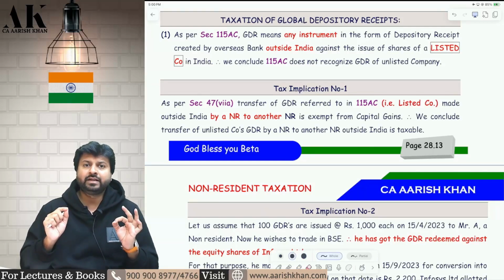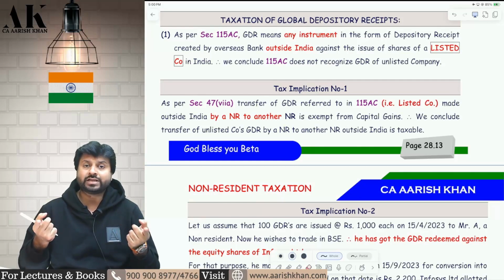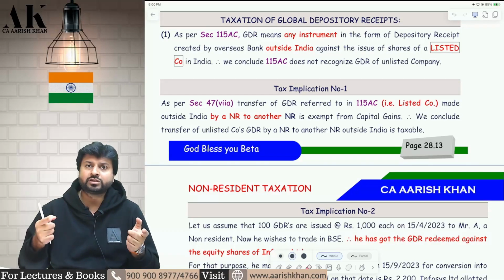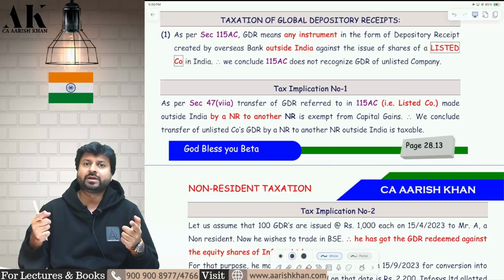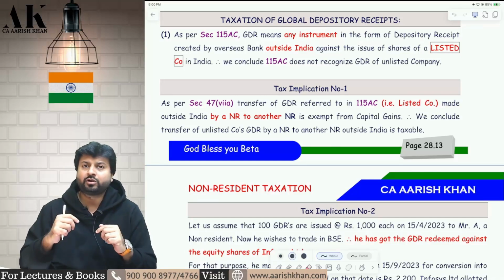Suppose there is a company in India called Infosys. Now suppose Infosys wants to raise money from outside India, then it has to issue GDR in a foreign country, with the help of a local bank in that foreign country. Suppose Infosys wants to raise money from London, that is, from the UK, then it has to get into an arrangement with a UK local bank which will work like a depository, and that UK local bank will raise money for Infosys in the foreign country, and that money will be brought to India.